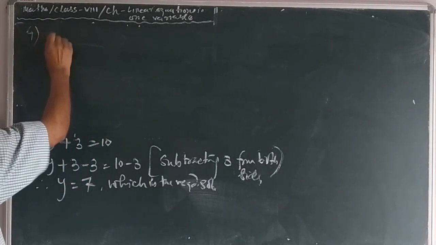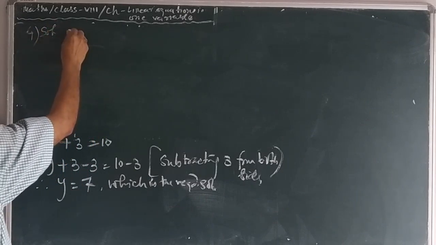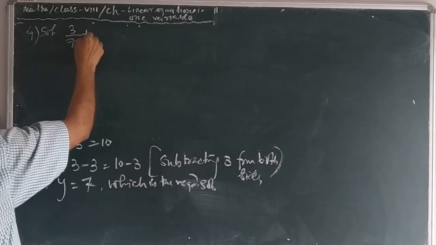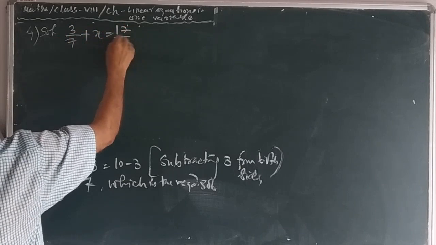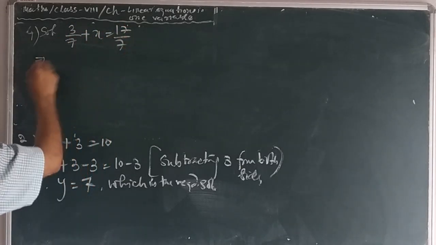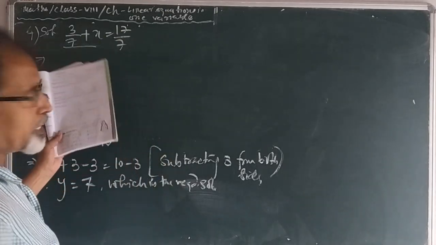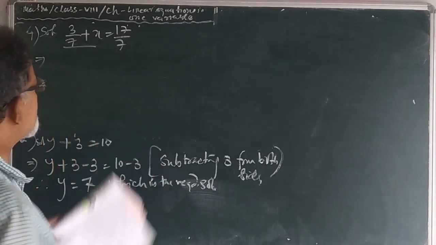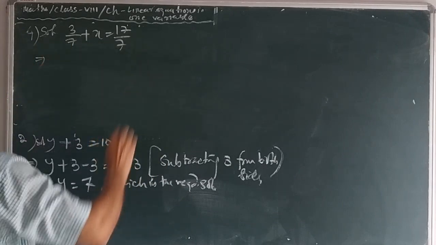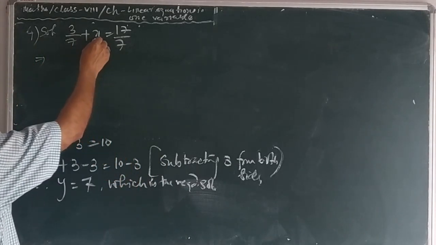3 by 7 plus x equal to 17 by 7. In this equation, LHS is a linear expression and RHS is a constant term. Here we are going to find the value of x.